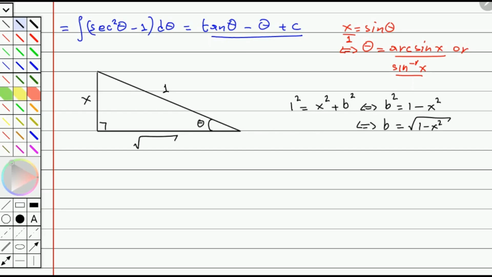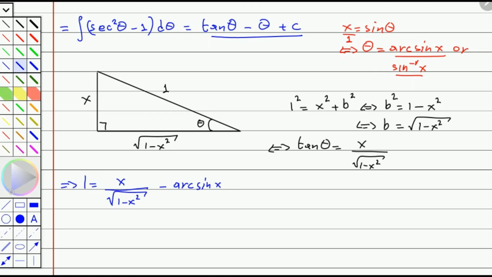So we replace 1 minus x squared, and now the tangent is the opposite over the adjacent. So tan theta is x over the square root of 1 minus x squared, and now we simply put it into the result of the integral and we are finished. So I is equal to x over the square root of 1 minus x squared minus the arc sine of x plus c, and this is the result.